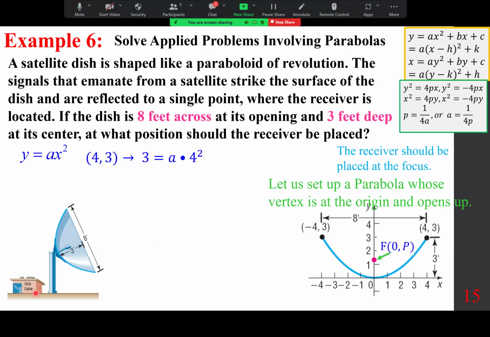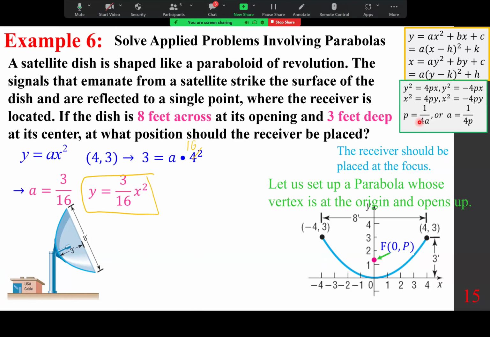3 equals a times 16, and a is 3 over 16. And the equation is y equals 3 over 16 x squared. So this is the equation of a parabola.